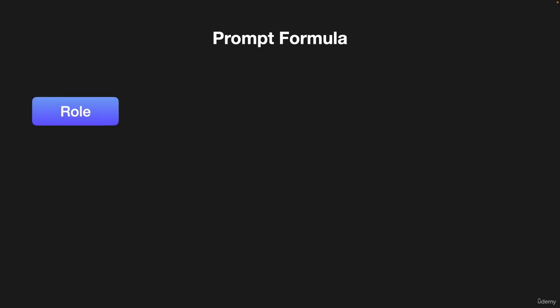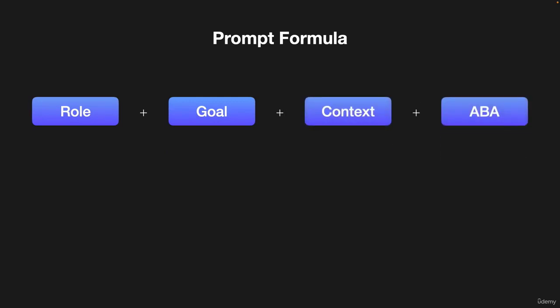So let's begin. In this lesson, we will only learn the structure of the formula. As we go forward, we will go deeper into each part of this formula. So let's look at the formula that we have for the prompt. The first option is role plus goal plus context plus ABA. As I said, as we go forward, we will have a separate lecture for each of these elements, but right now, we will only focus on the formula and the goal.